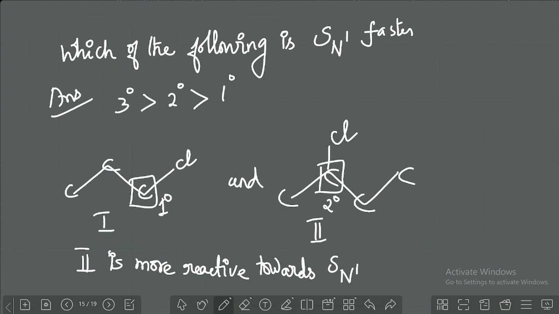Alpha means the carbon which is bonded with the functional group. Now here, this chlorine is a functional group. This carbon is alpha carbon, directly bonded to two carbon atoms, secondary. So comparing primary and secondary, secondary is more reactive. Therefore, compound 2 is more reactive towards SN1.